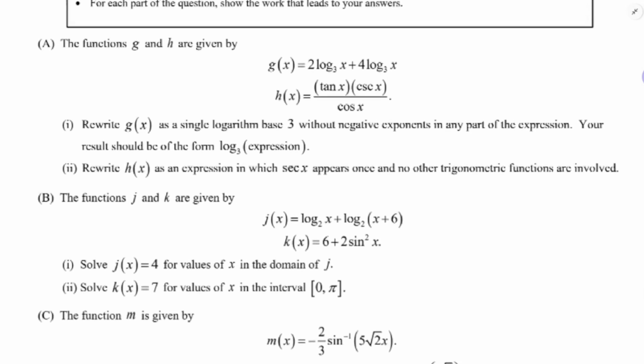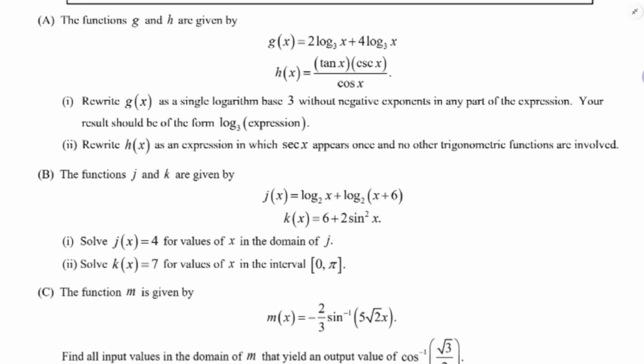But the first one here I've got is, okay, I'm just going to kind of work this off to the side. Functions g and h are given here. Rewrite g as a single logarithm base 3 without negative exponents in any part of the expression, and then give us kind of a sample of what it should look like.